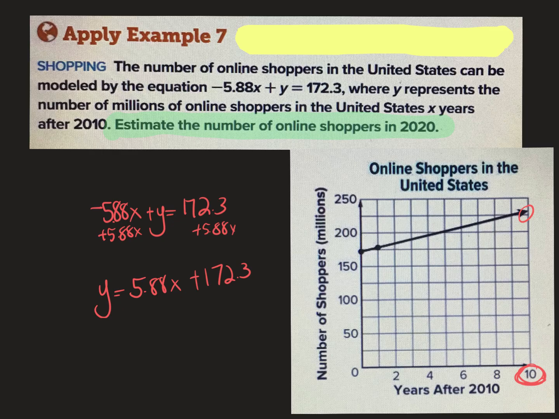We know we're going to get, let's look at our scale. We're going by ones on the X. And then what are we going by on the Y? 25, 50, 75, 100. So we're going by 25s. So 150, 175, 200, 225, 250. So it looks like it's more than 225 million.